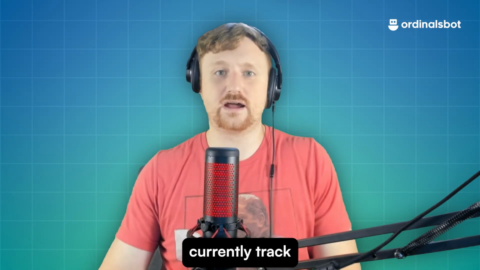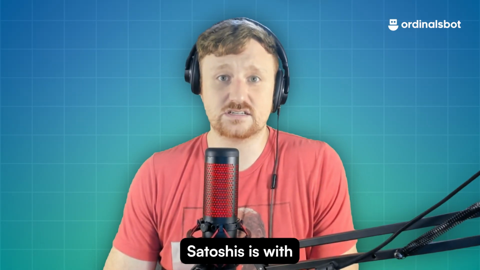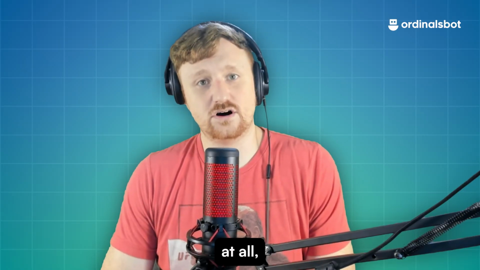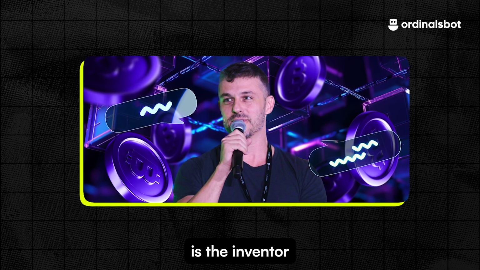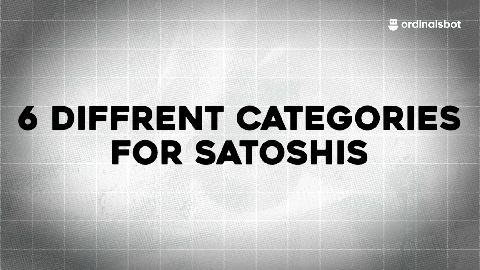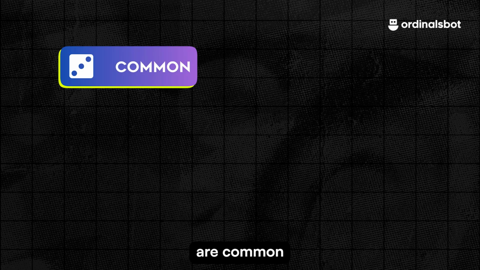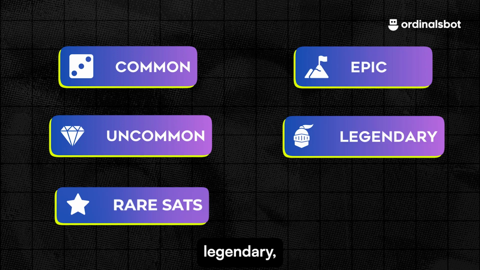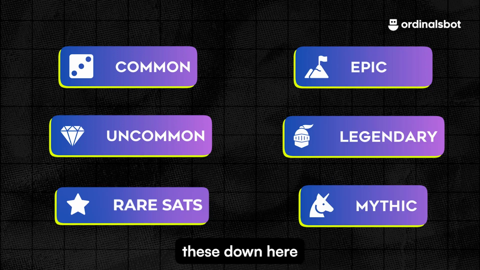The way that we currently track rarity for Satoshis is with something called the Rodarmor Rarity Index. Now, if you're familiar with ordinals at all, you'll know that Casey Rodarmor is the inventor of ordinal theory and came up with 6 different categories that identify the rarity of Satoshis. And those are common Satoshis, uncommon Satoshis, rare sats, epic, legendary, and mythic. And I'll break each one of these down here for you.